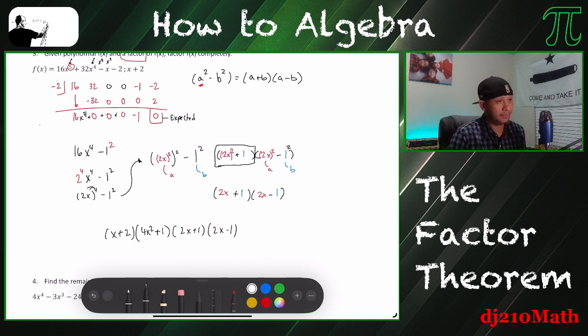Okay, now I guess a natural question would be, do you have to notice a difference of squares? No, not necessarily. You don't have to notice anything, right? You could factor this however you want, but a difference of squares is by far the most efficient.